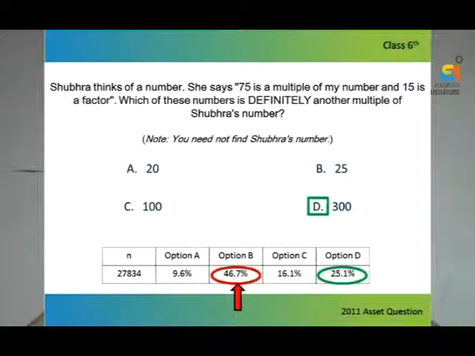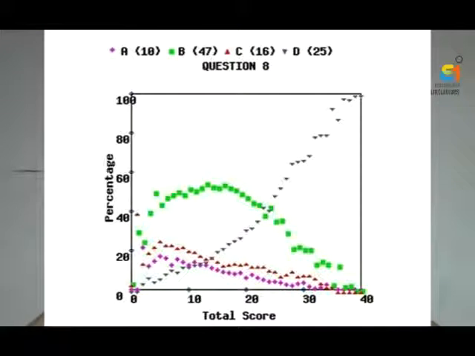However, only 25% of students were able to answer this question correctly. Over 46% of grade 6th students are marking 25 as the correct answer. Instead of finding a multiple of 75, they end up looking for the factor of 75.